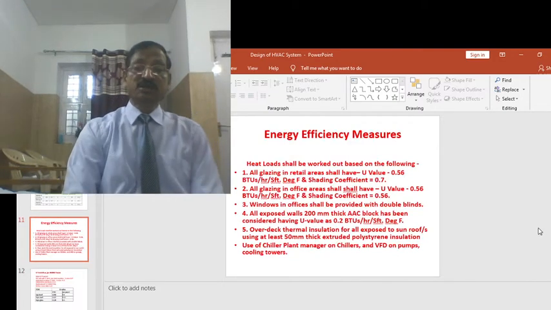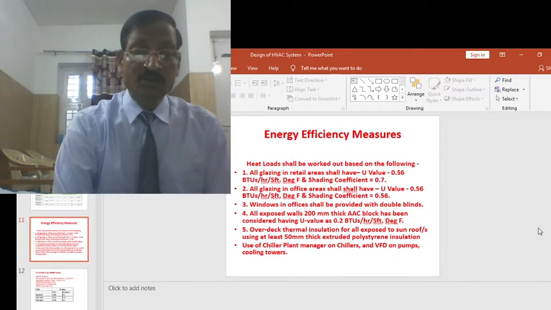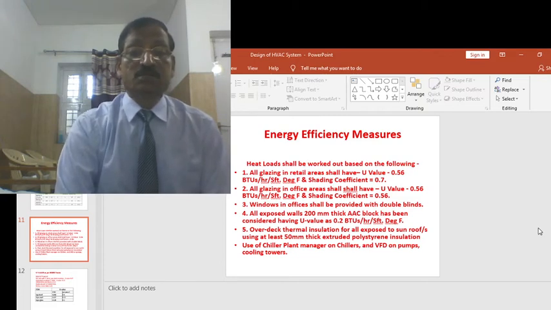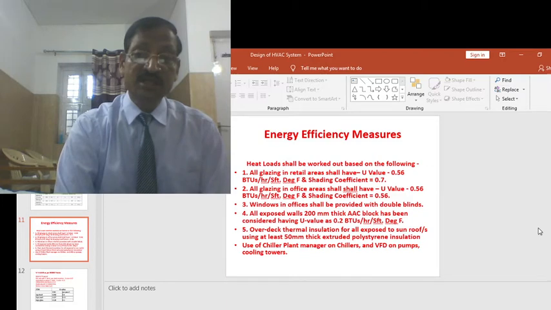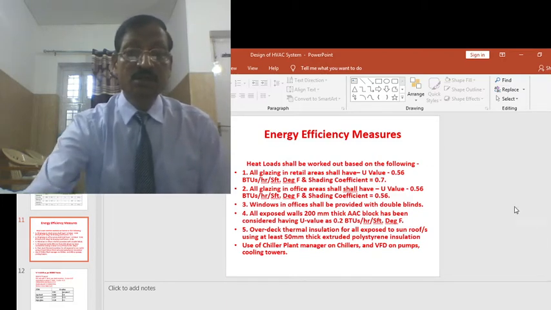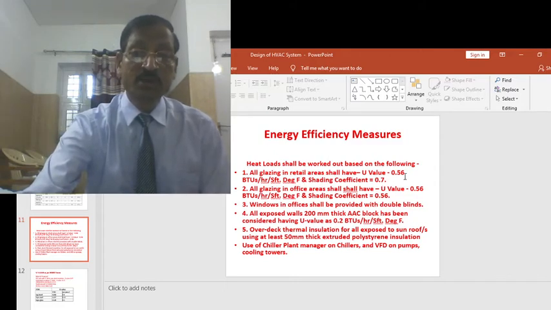Energy efficiency measures. You know, during design of any system, we have to minimize the energy. What are the energy efficiency measures? For example, in case of glazing, all glazing in the retail area should have a U value of 0.56 BTU per hour per square feet. Shading coefficient 0.7.